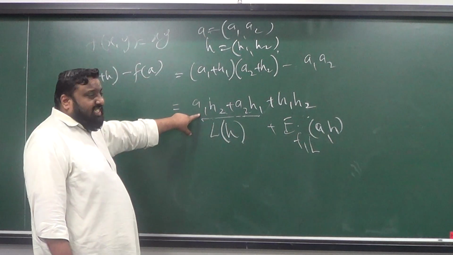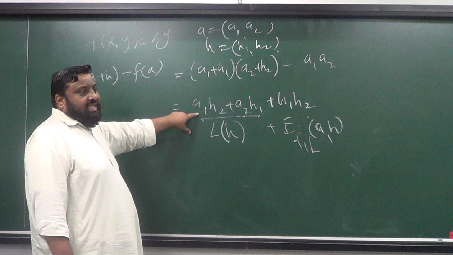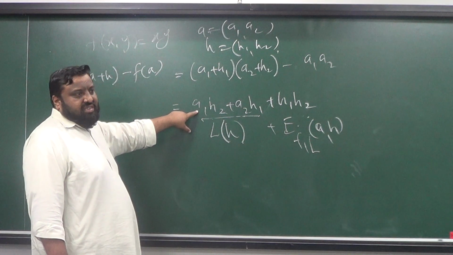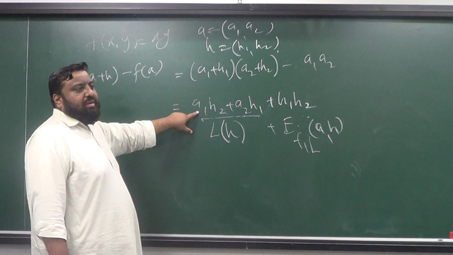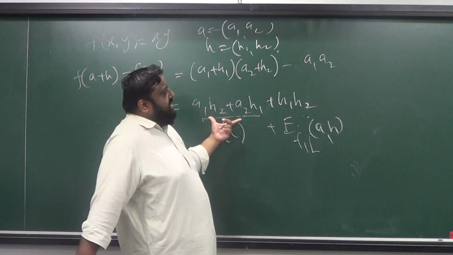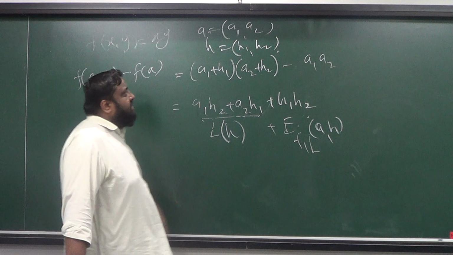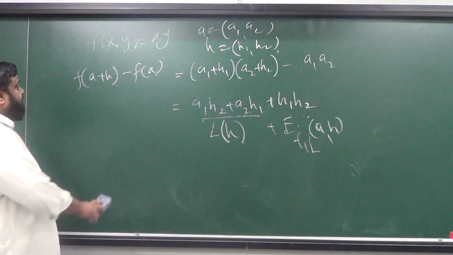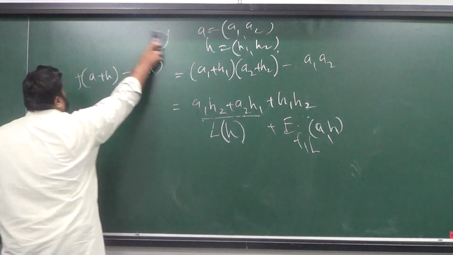Can you see why this is linear? Again I'm asking. Because a1 and a2 are fixed numbers, whereas h1 and h2 are arbitrary. So this has degree 2 while this expression has degree 1. Okay, so I hope this is sorted out now.